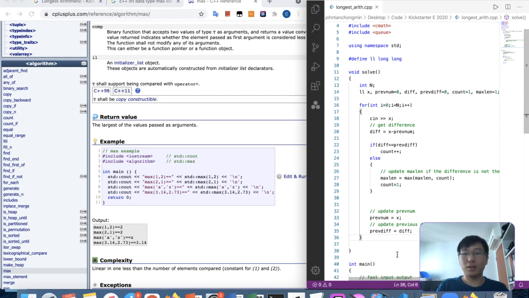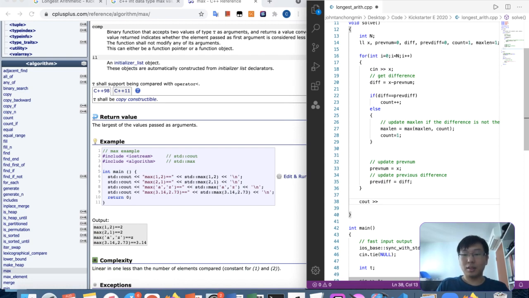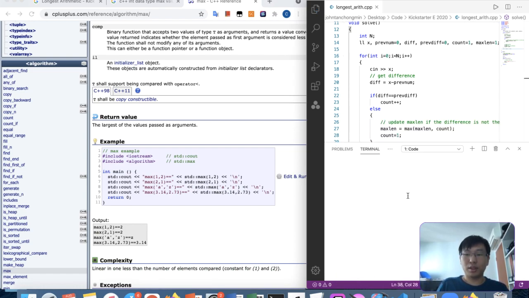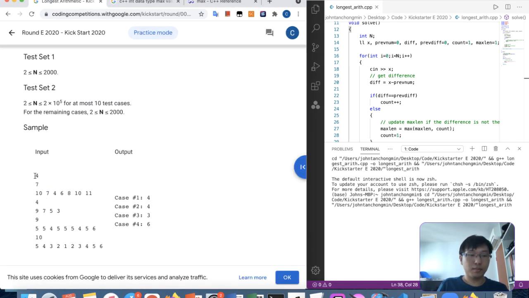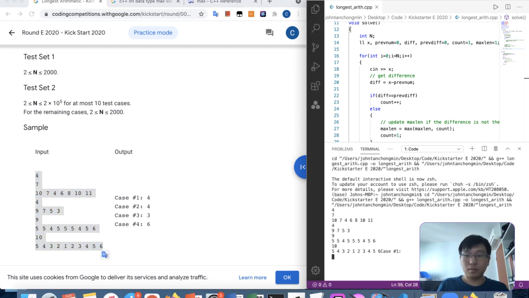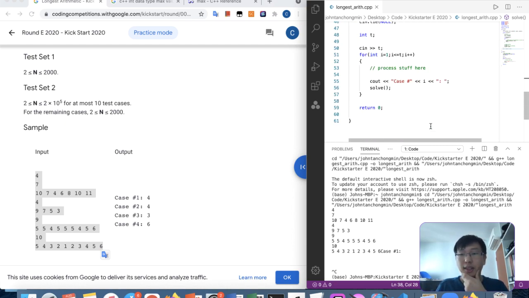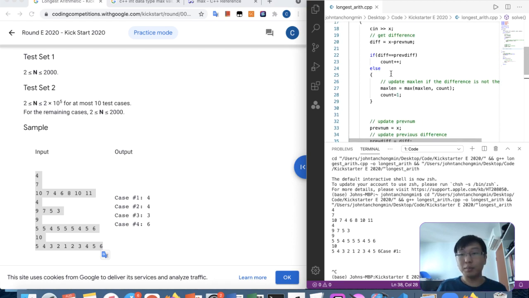Then we just need to print out the max length, and this should do it. Let's try it. Oh, somehow it's not printing out the numbers. Interesting, something went wrong with this code. It doesn't seem like it's printing out numbers.